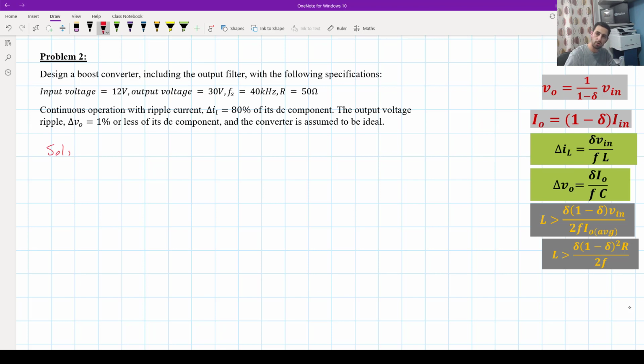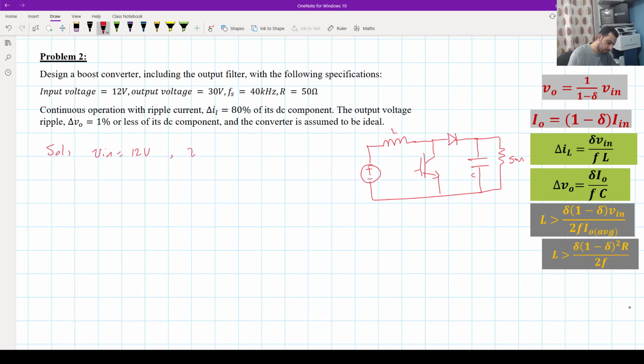And again, I always like to remind myself by the schematic. So I have my input here, and it's in series with an inductor, and there is a switch here, and there is a diode, and also a capacitive filter, and finally a load. Okay, so that load is 50 ohm, and we don't know about L and C. We want to design them, and we have V input equals 12 volt, V output equals 30 volt. Okay, and the frequency 40 kilo, and the resistive load is 50.